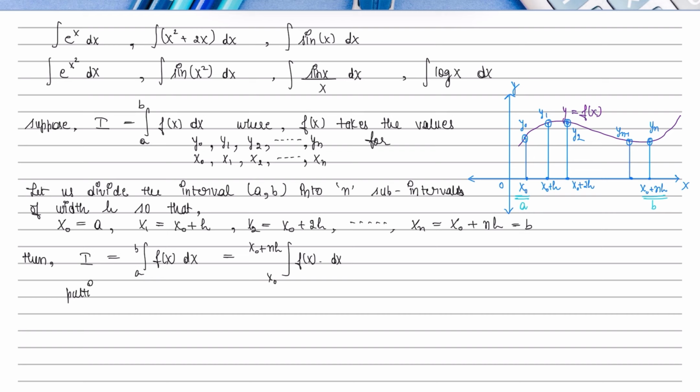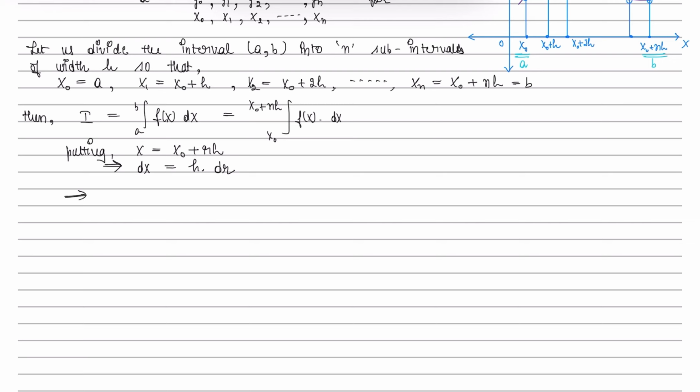Putting x as x0 plus r times h, differentiating both sides, this will be equals to h times dr. So the integration I will become h into integration of 0 to n f of x0 plus r h dr. Let us remind a concept we have discussed earlier in our videos, named as Newton's forward interpolation formula.